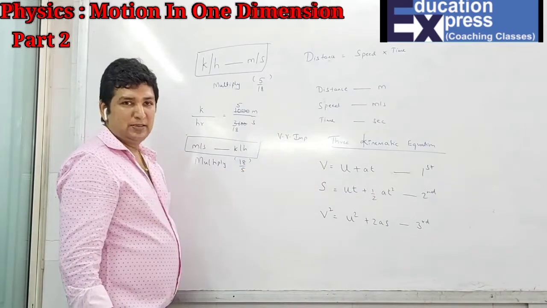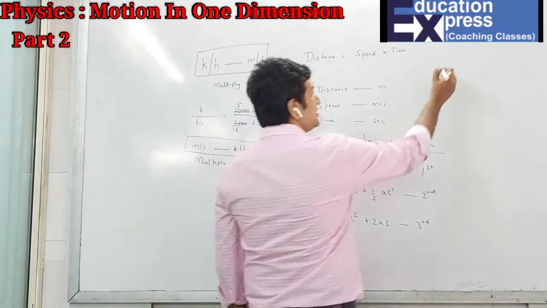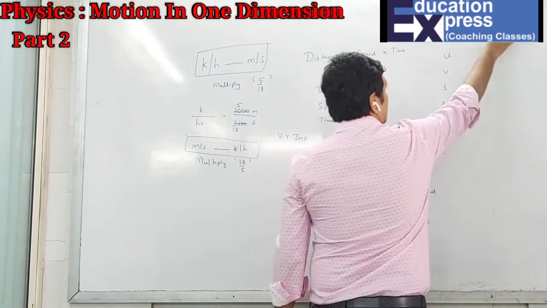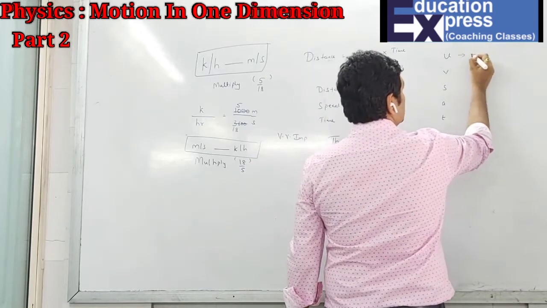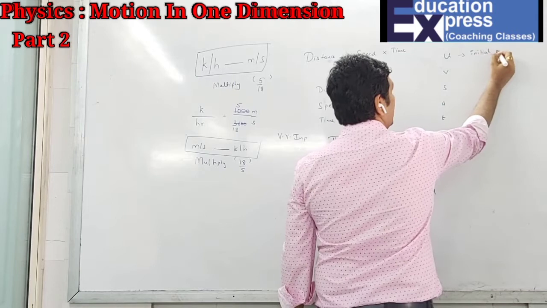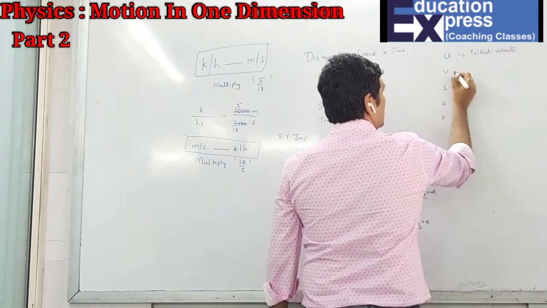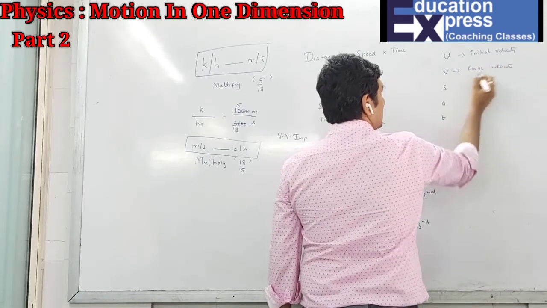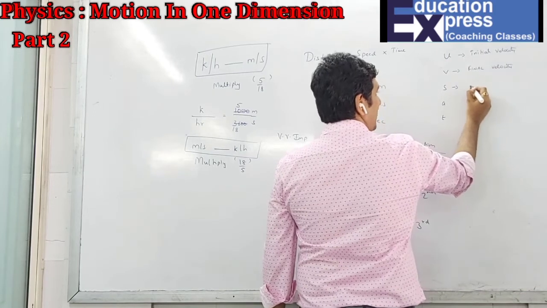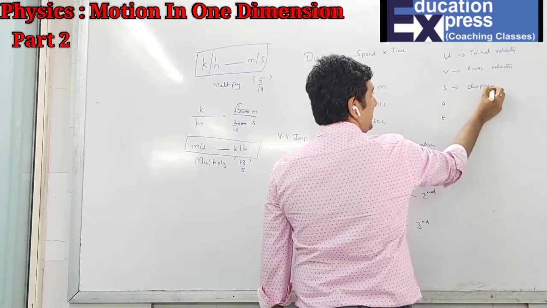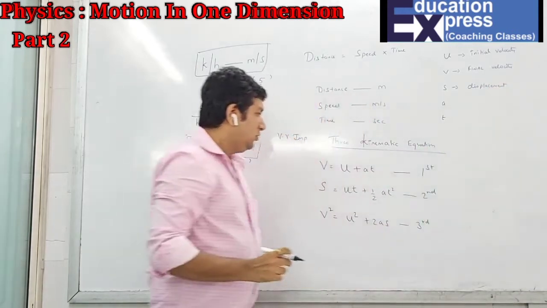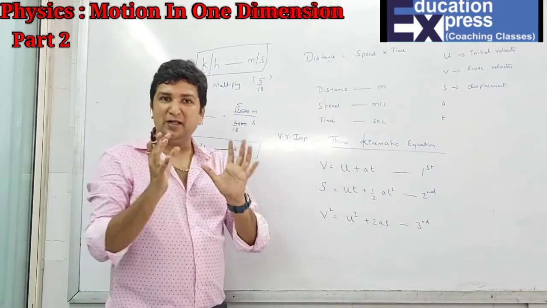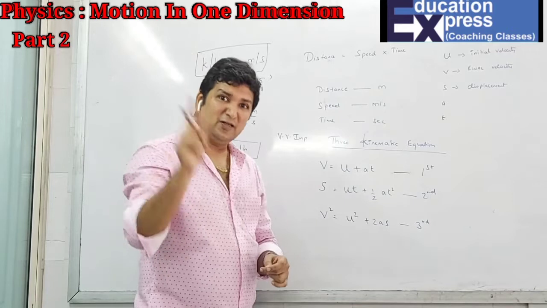Now, what do these symbols, letters stand for? First is U, then V, S, A, T. U stands for, as I have discussed, initial velocity. V stands for final velocity. S stands for displacement. It's not the speed. As I have told you, we use this for accelerated bodies. That means when the body is accelerated, it has variable velocity. And when there's a velocity, there has to be displacement.